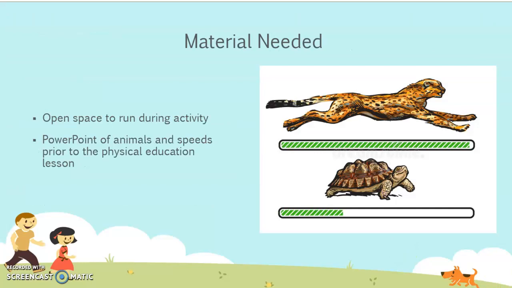So, materials needed. The only thing that's actually needed for this activity is open space to run. Also, prior to participating in this activity, it would be nice to create a PowerPoint of different animals and their speeds, but you can do this without the PowerPoint if you just talk to your students and explain to them cheetahs are fast, turtles are slow, rabbits hop, snakes slither, and you can just explain the movements, but I do find it easier if you make a PowerPoint showing animals and their movements.